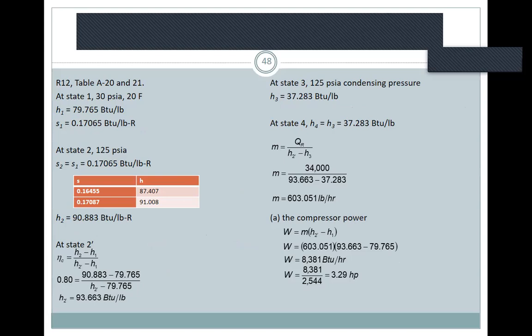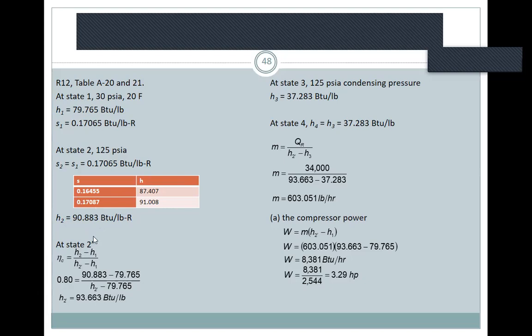Hindi ko sure kung English yun. So Stoker to kasi yung Stoker SI yun. Sige. Check nyo doon sa ibang table. Ibang book. So at 2, 125 PSIA condenser, S2 is equal to S1, 0.17065 BTU per pound R. So ang value mo, mag-interpolate ka dito sa under 125 condensing pressure, ang S mo malapit is 0.16455 and 0.17087. Ang enthalpy niya is 87.407 and 91.008. So interpolate. H2 is 90.880 BTU per pound again.